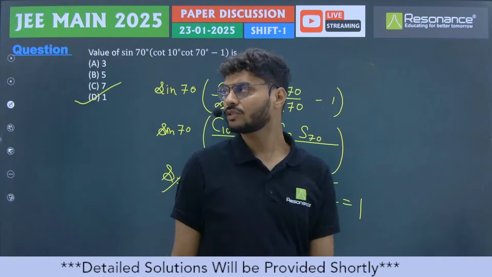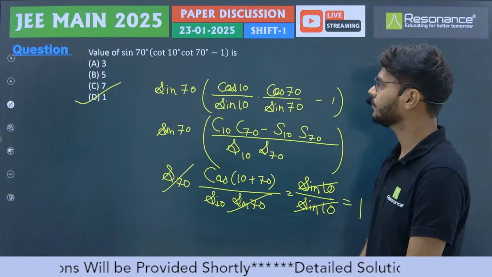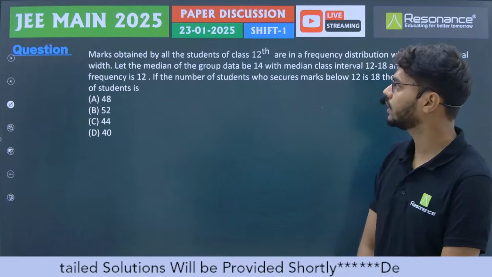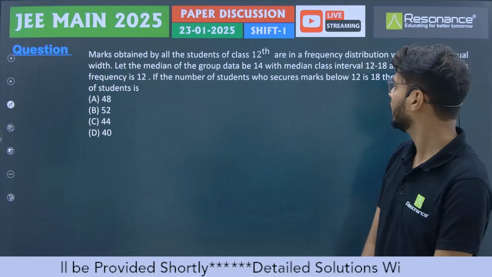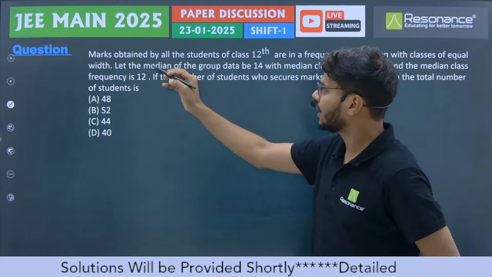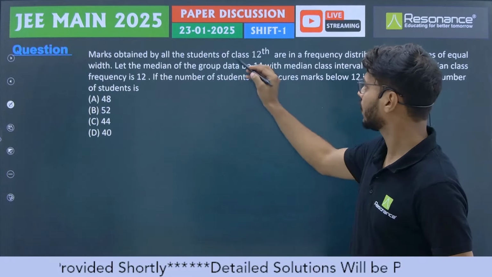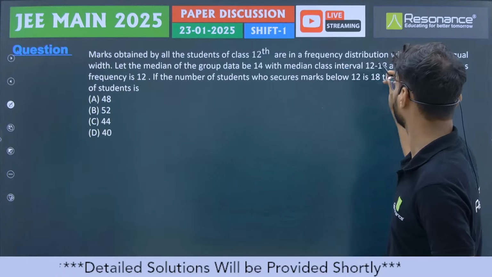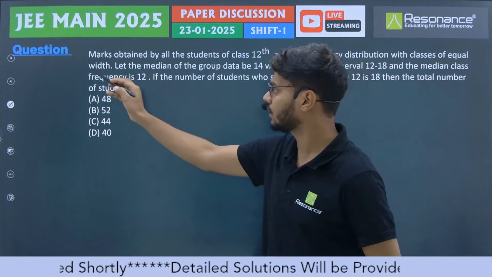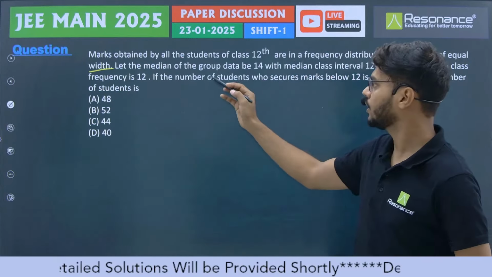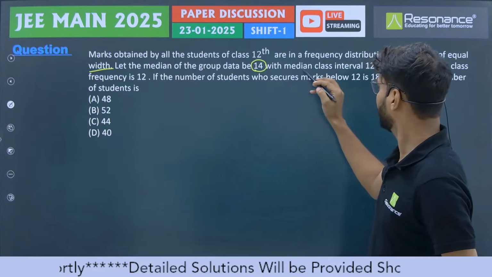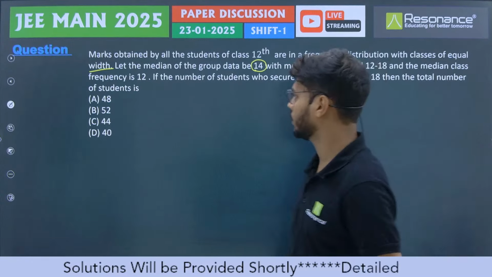So moving on to the next question, this is a very simple question based on trigonometry. Okay, this is based on mean and median, I think, right? The marks obtained by all the students of class 12 are in a frequency distribution with classes of equal width. Okay, all the widths are equal. Let the median of the group be 14. The median class interval is 12 to 18.